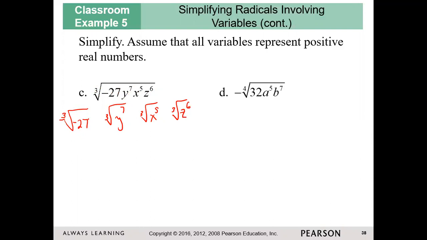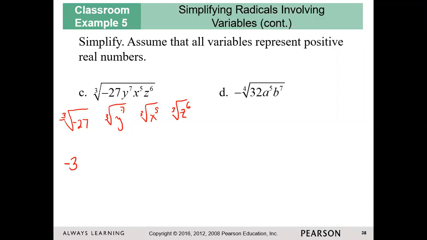And this one is pretty straightforward because 27 is a perfect cube, and it doesn't matter that this is negative because our index is an odd number. So we're able to take this cube root of negative 27 without any issues. We're not going to run into that problem of it being a non-real number. So this is going to be negative 3, and of course there's not going to be anything left inside the radical because this is a perfect cube.